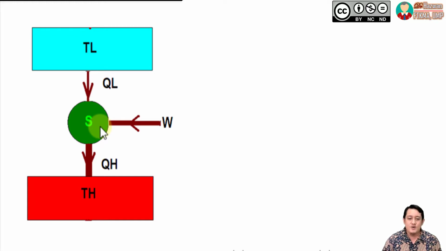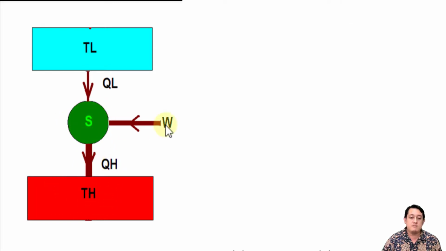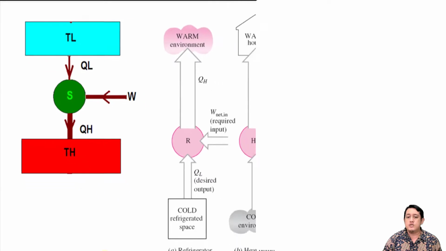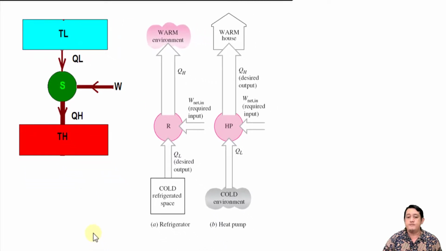As you can see here, the heat from the low temperature region will be transferred to this system, and this system will transfer the heat to the environment. For this system, work will be supplied. Let's take a look at refrigerators and heat pumps, and compare them to the closure statement.